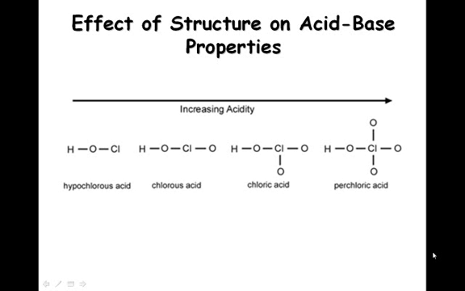And this is true for other acids other than just those containing Cl. So you could look at H2SO3 versus H2SO4. When you add another oxygen there, you've made that particular acid more acidic. Same with H3PO3 and H3PO4. You add an oxygen there and you increase the acidity of the acid.